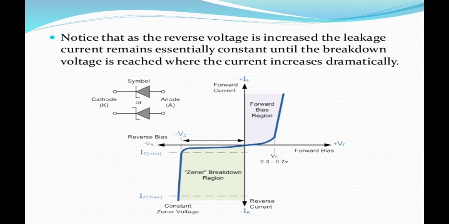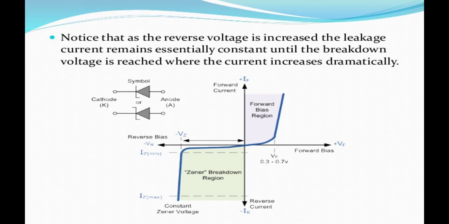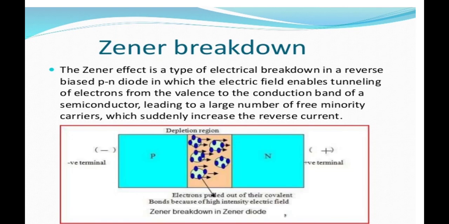Notice the characteristics of the Zener diode here. As the reverse voltage is increased, the leakage current remains essentially constant until the breakdown voltage. At the breakdown voltage, the current increases dramatically. Here we also see how the Zener diode is manufactured.